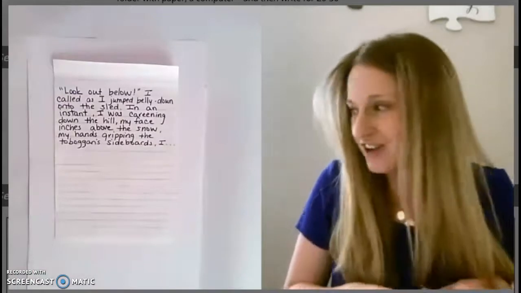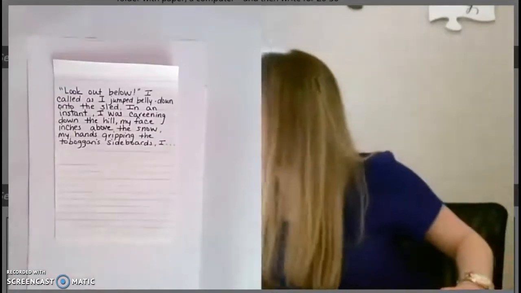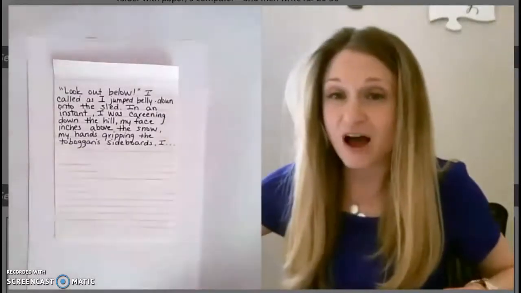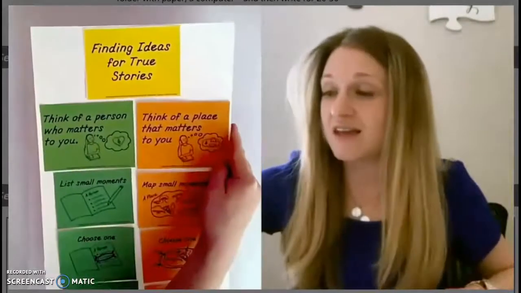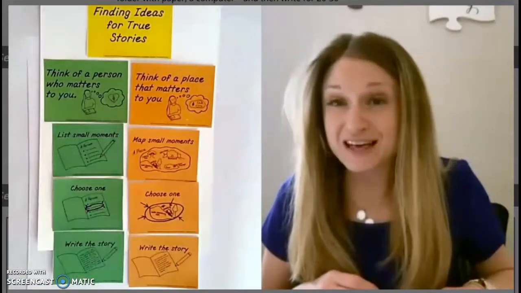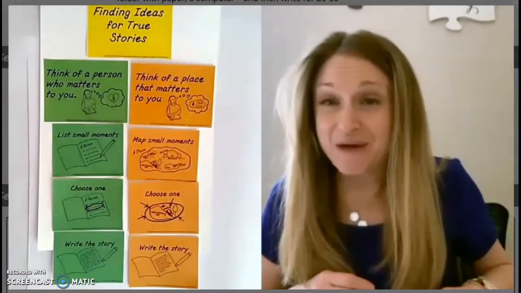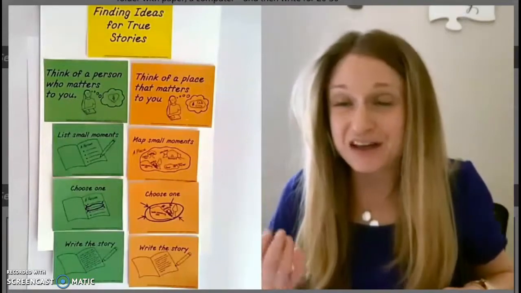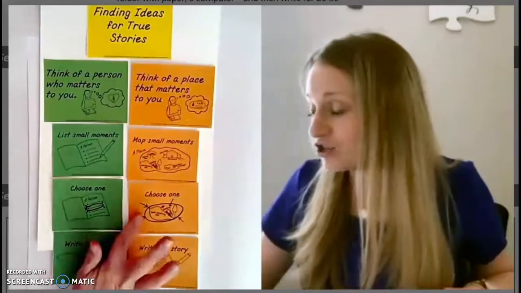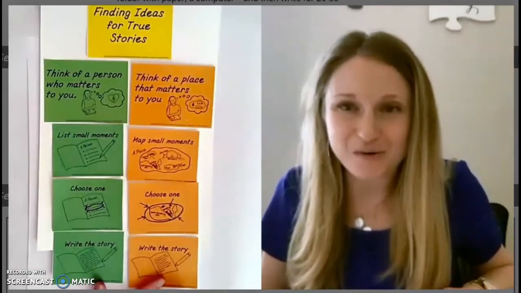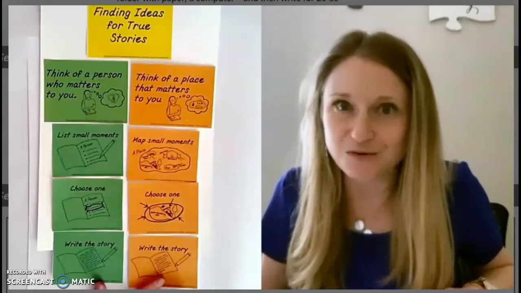Do you see how I just gave that a try? Today, rather than thinking about a special person that mattered to me, I thought about a special place. And then what I did was I mapped that place. And in mapping it, I remembered all of these different moments that happened that I might want to write about. And then I chose one and I wrote the story, or I started to write the story. But I don't want to take up any more of your time because now you're going to give it a try.